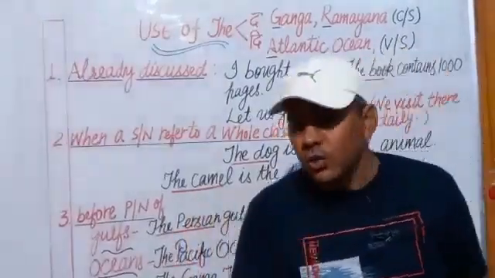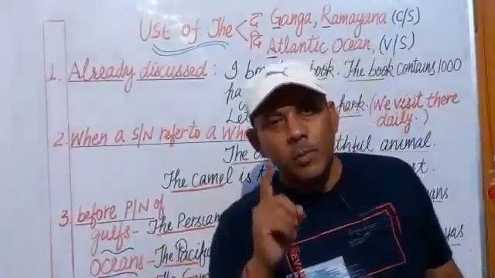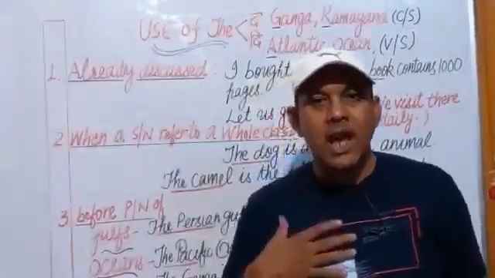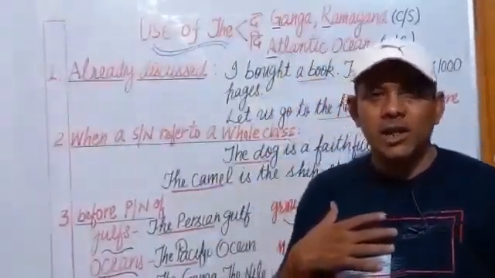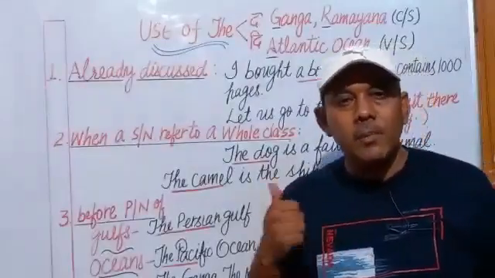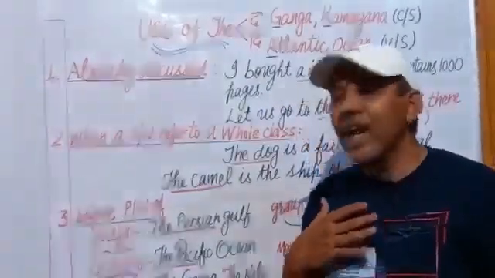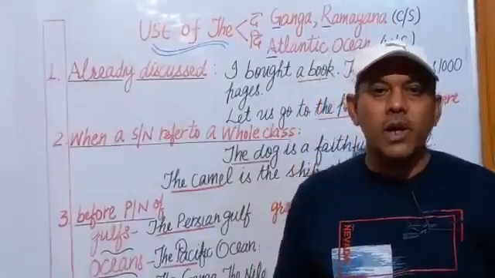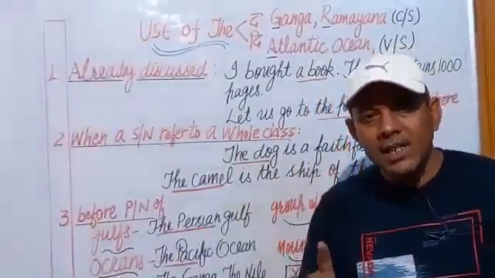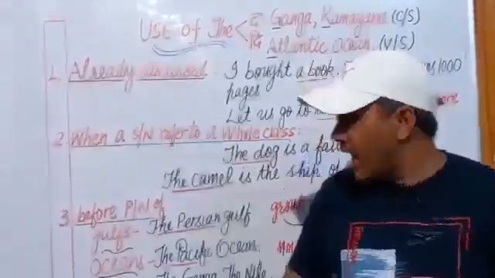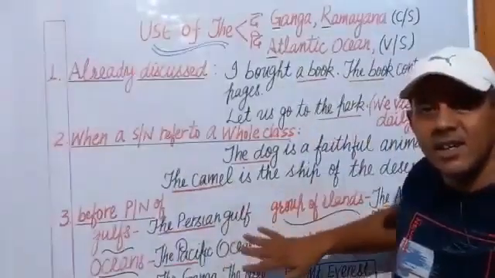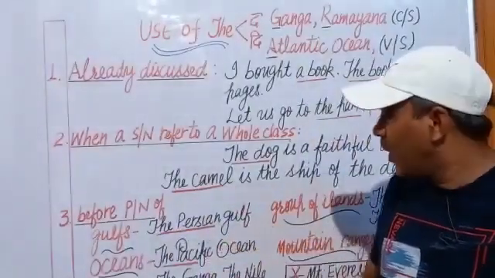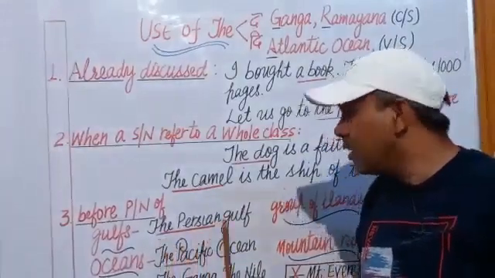Although we don't use articles before proper nouns. For example, I am Surendra. Surendra is the name of a person. I will never say I am a Surendra or I am the Surendra. No, because we don't use articles before proper nouns except these specific ones. For example, the Persian Gulf.